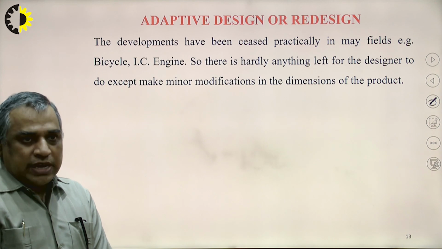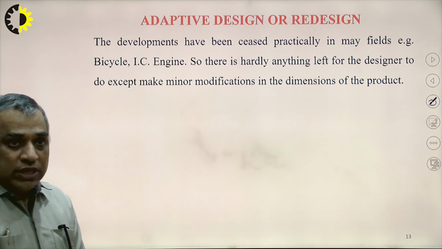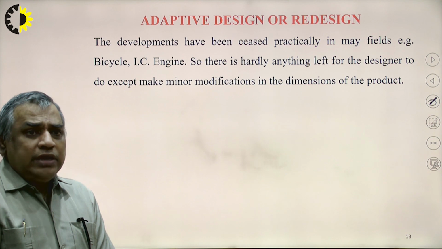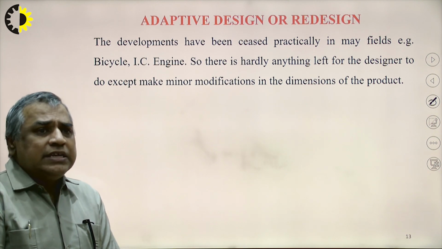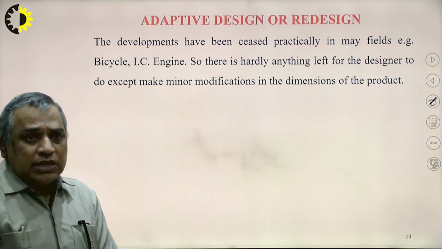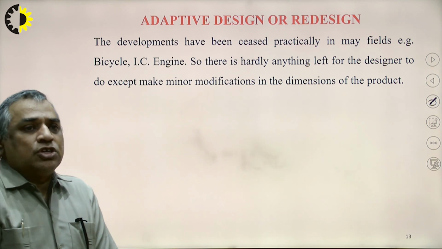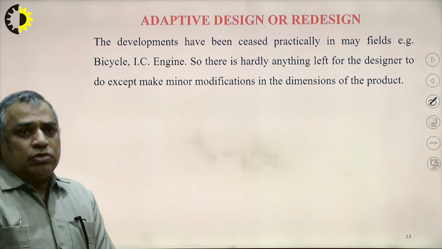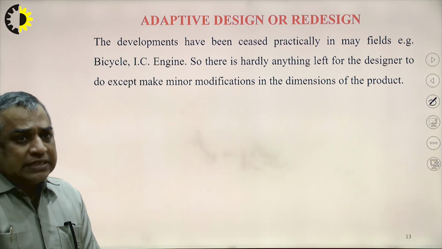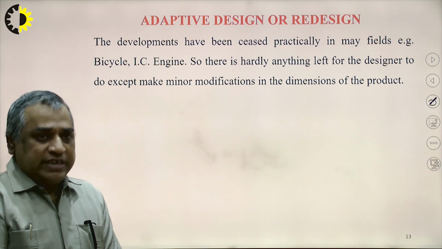What can we add, what can we do that is new with this? So we see this is practically ceased, and now we can increase the capacity of the IC engine, to increase the speed, to increase the load carrying capacity, etc., by adjusting the various dimensions of the various components of the engine. That is called the adaptive design or redesign. There is hardly anything left for the designer to do except make minor modifications in the dimensions of the product. That is called the adaptive design or the redesign.